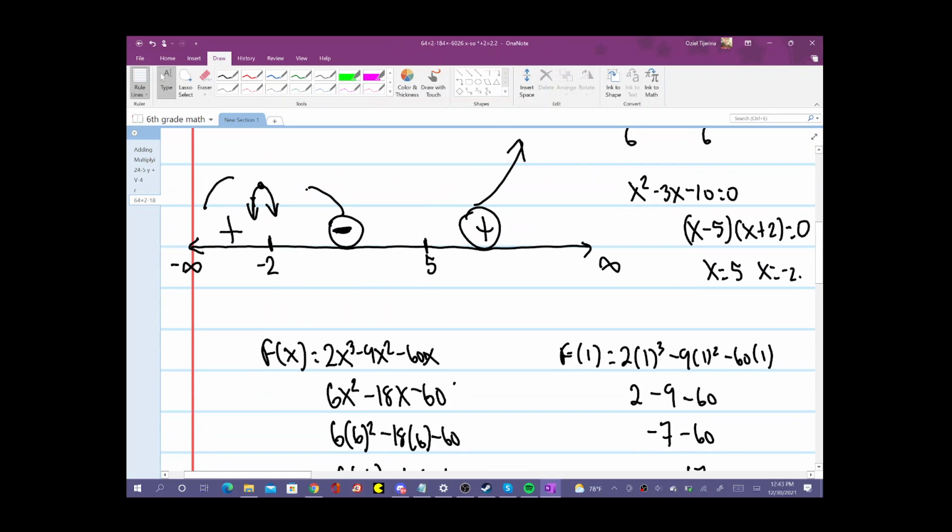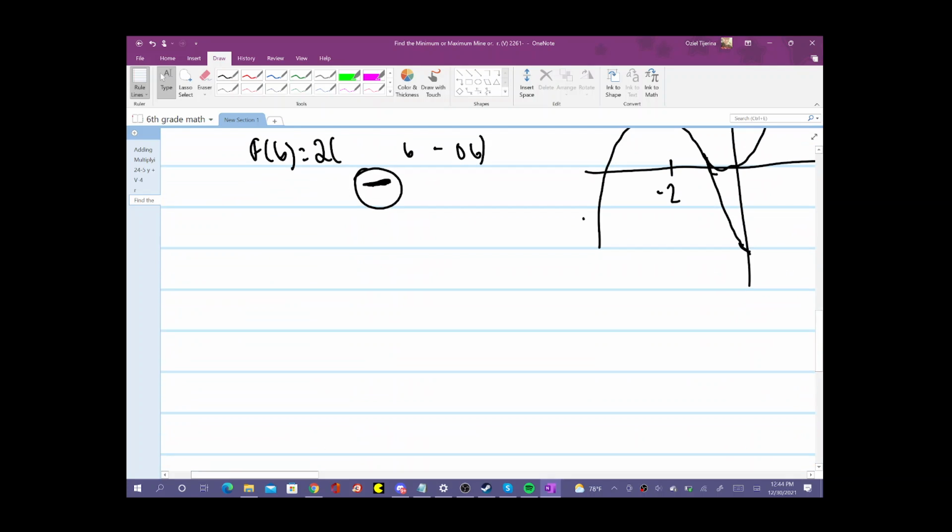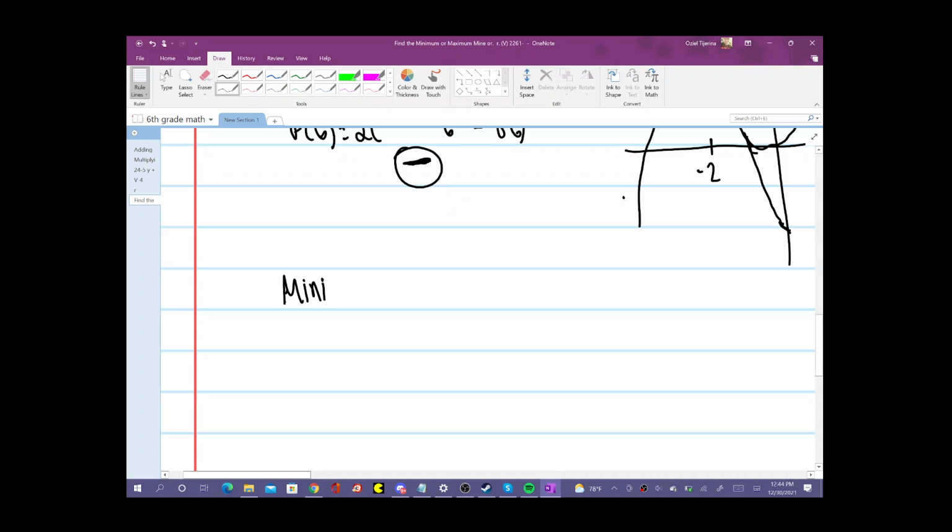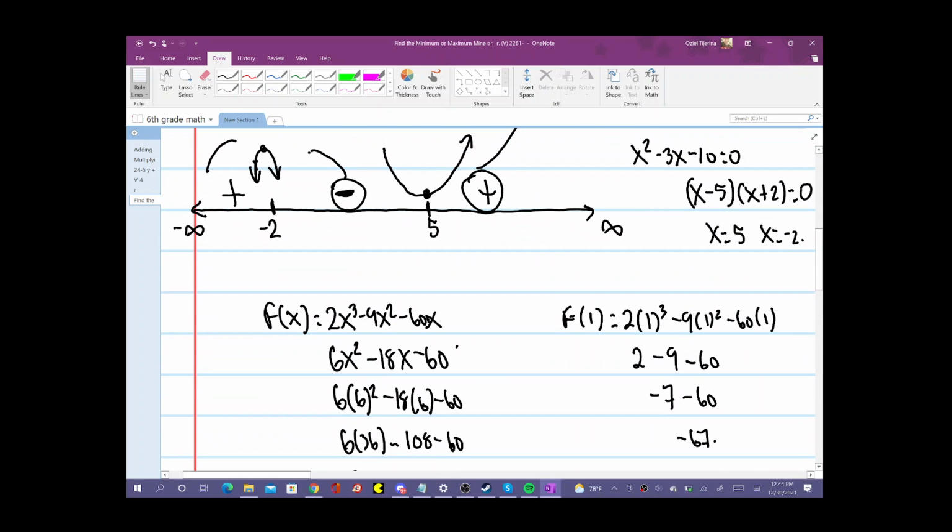So I'm so sorry, guys. It's supposed to be the derivative, not the original function that you're supposed to test it out. So then there's a minimum, so it decreases and then it increases again. So there's a minimum at x equals 5, right? So the minimum is at x equals 5, and the maximum is at x equals -2.